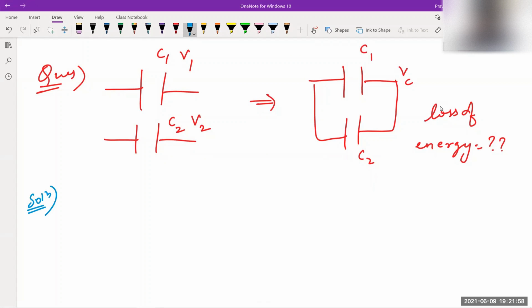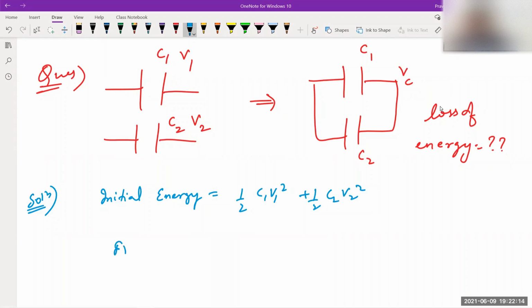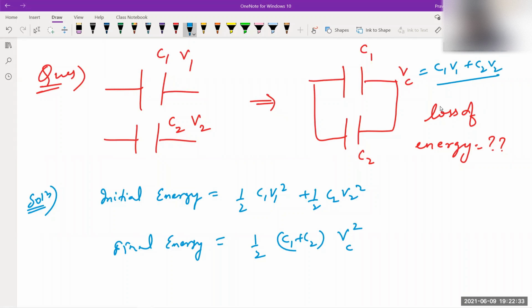As you can see, what's your initial energy? Half C1 V1 square, that's on the first capacitor, and half C2 V2 square, that's on the second capacitor. And what's your final energy? That will be half, and these are in parallel, so (C1 plus C2) into V common square, whereas voltage is the same. We already know the value of V common, so put the value of V common.